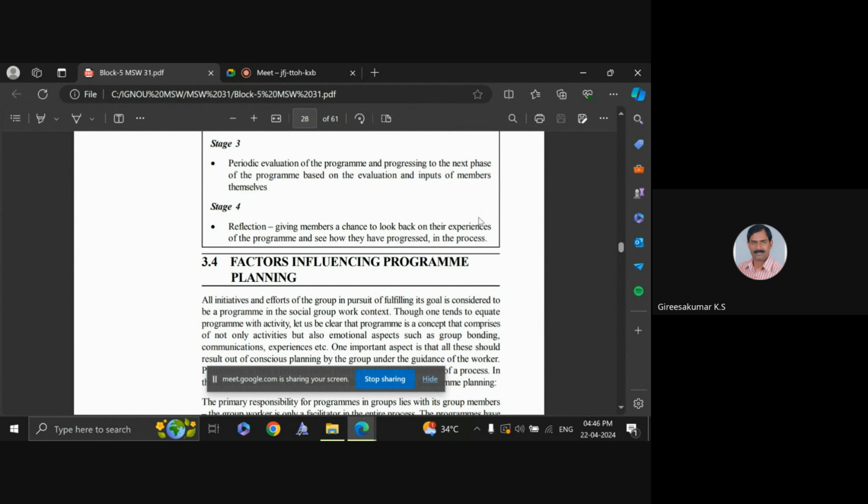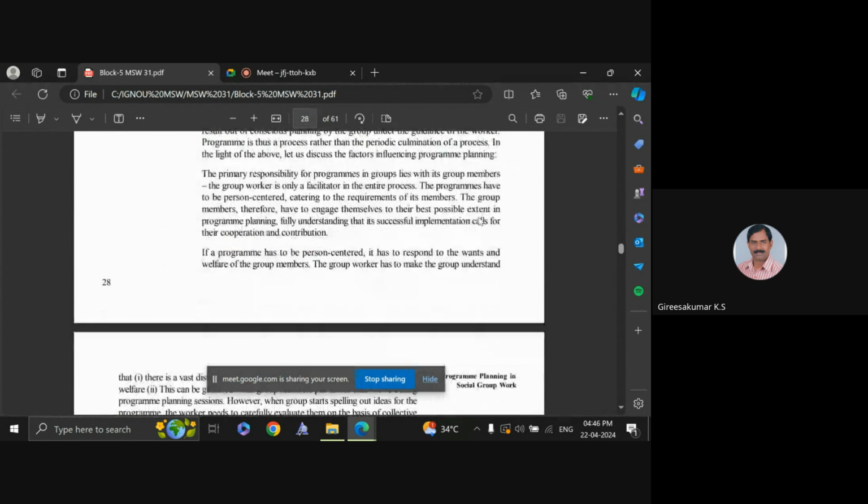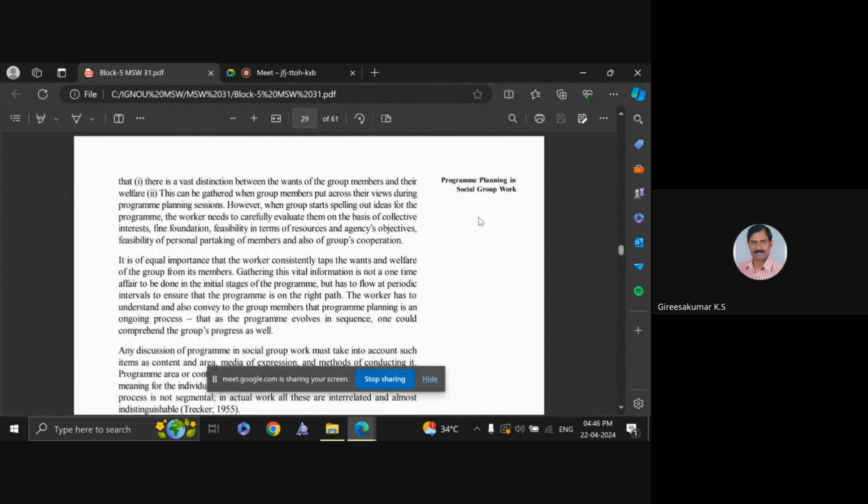Then, factors influencing program planning. Whenever they are about to plan a program, there may be some influencing factors. Which are they? There is a vast distinction between the wants of the group members and their welfare. Wants will be very high.